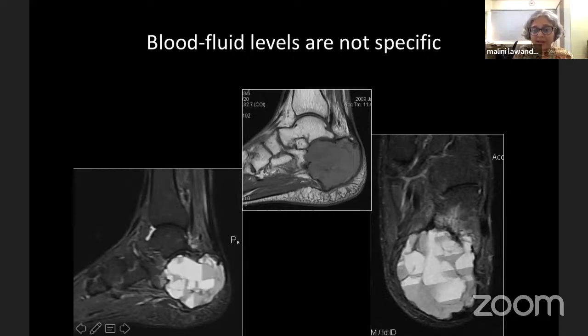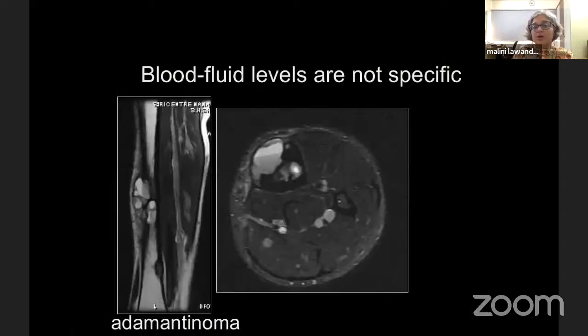So for that, I try to see, am I seeing any soft tissue component? Are these blood fluid levels kind of continuous? And ideally for that, I would want to give contrast to see whether it is just smooth enhancement of these cystic components or do I have solid enhancing areas. Because blood fluid levels can be seen with giant cell tumor, with chondroblastoma, with adamantinoma. So there's a whole bunch of tumors which will show you blood fluid levels.